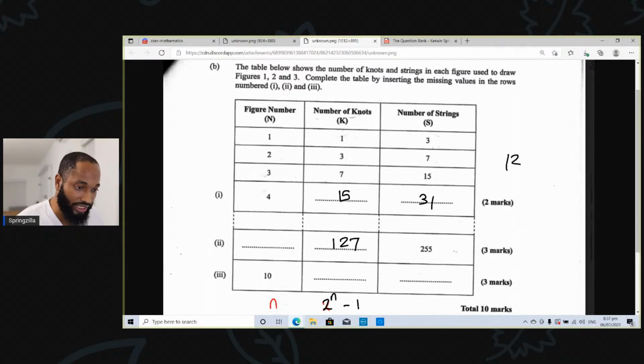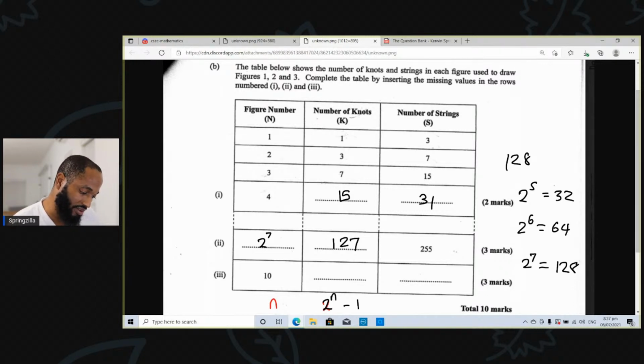So 128 is really 2 to the power of 7. 2 to the power of 5 is 32. 2 to the power of 6 is 64. 2 to the power of 7 is 128. So 2 to the power of 7 goes there. So this is the 7th term. You all agree with that? That making sense? Rate out of 10, how much sense is it making for you?